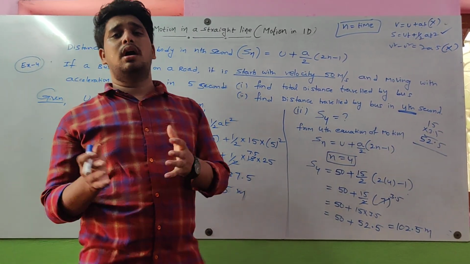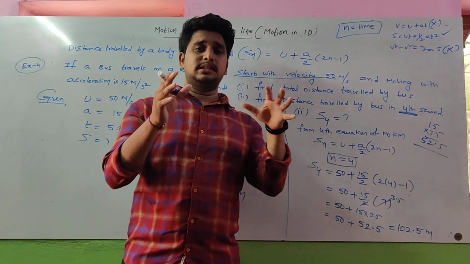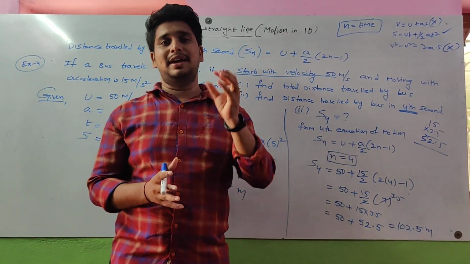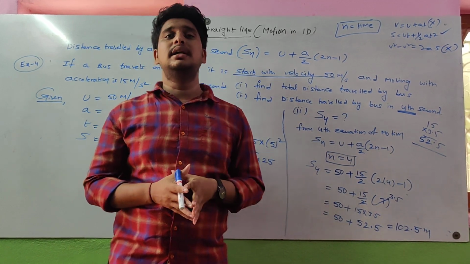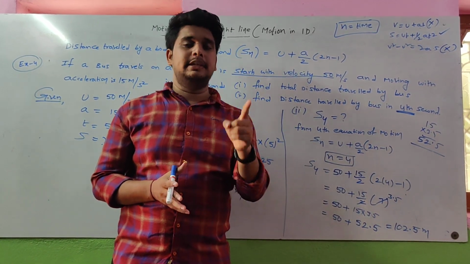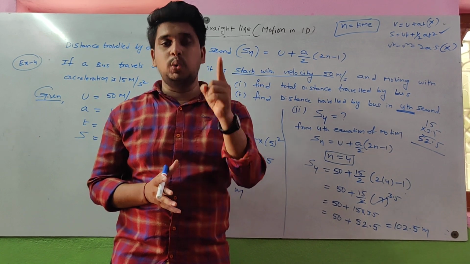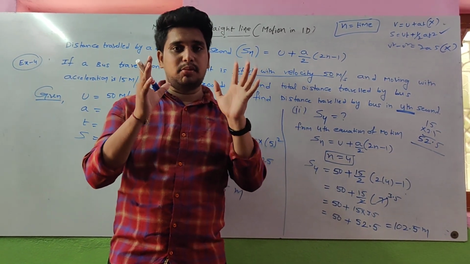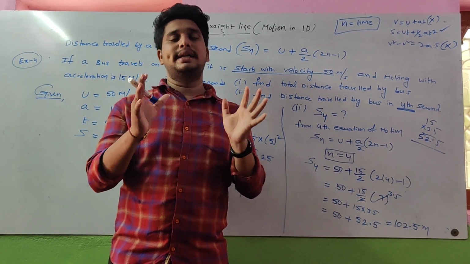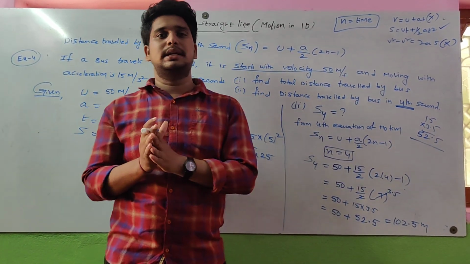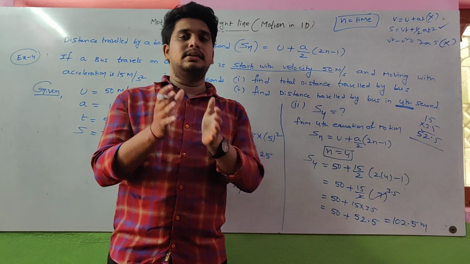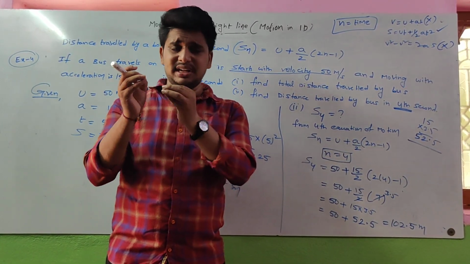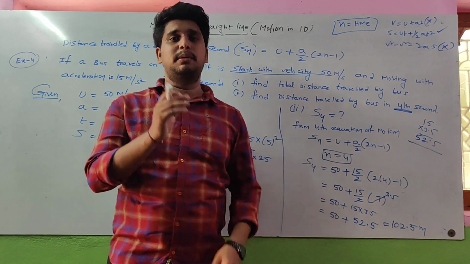So I hope you all understood these equations of motion. We had 4 equations of motion. When are these equations of motion valid? The main thing is, if any body moves in uniformly accelerated motion, then only these 4 equations of motion are valid. So I discussed these 4 equations of motion, and for each equation I discussed one example problem.